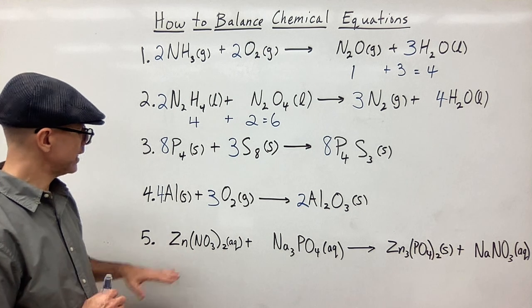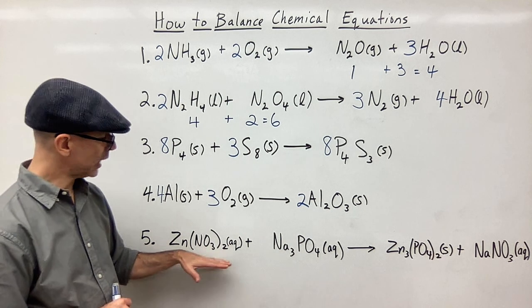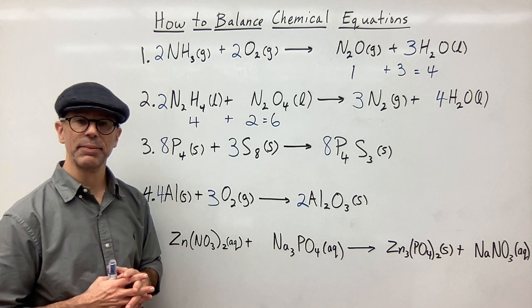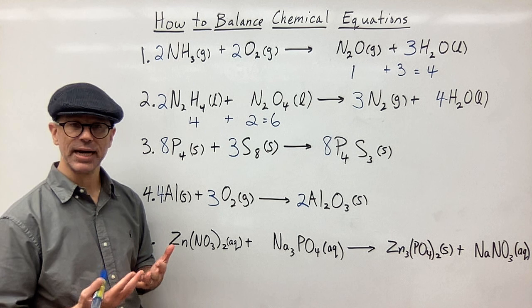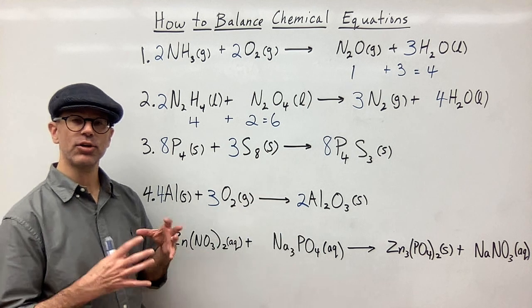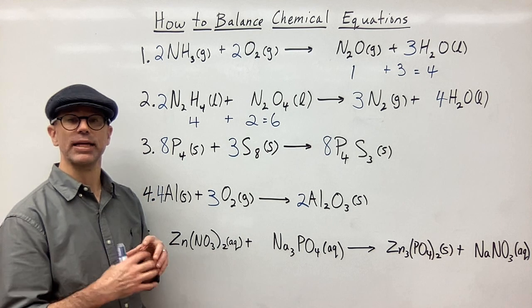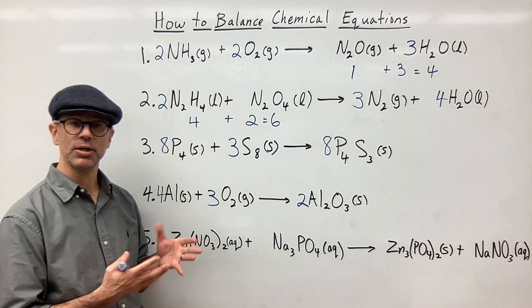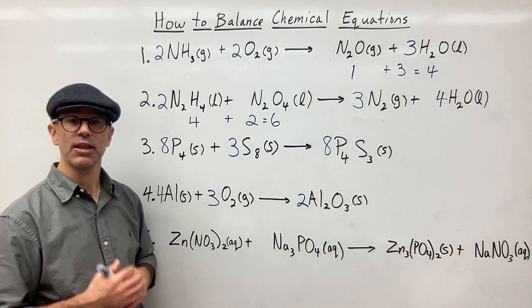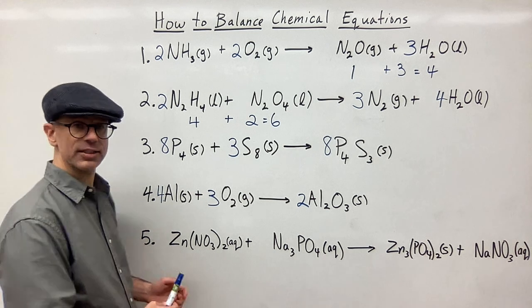Last but not least, here we have some ionic compounds. We have polyatomic ions. So remember, when you're dealing with polyatomic ions and the polyatomic ions stay together on the reactants and product side, then you could treat the polyatomic ion as one unit. You don't have to count each and every atom in the polyatomic ion to make sure it balances. This will simplify the balancing process. So again, we'll balance our metals first.